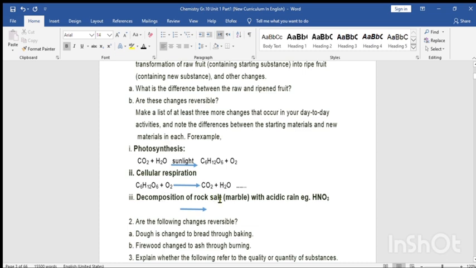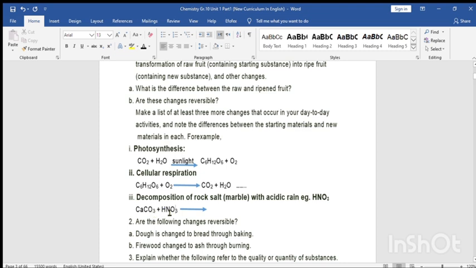Decomposition of rock salt. For example, marble, limestone, and other rock salts will be decomposed chemically when acid rain falls on those substances. Acid rain means rain containing acid like nitric acid, carbonic acid, and others. Therefore, marble, that is calcium carbonate, will react with the rain containing acid.